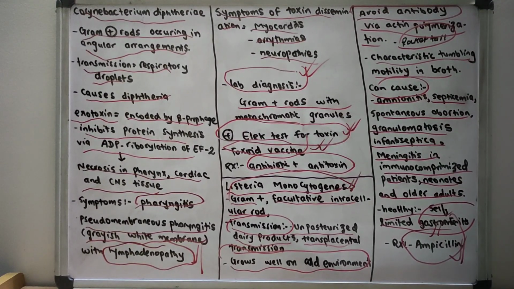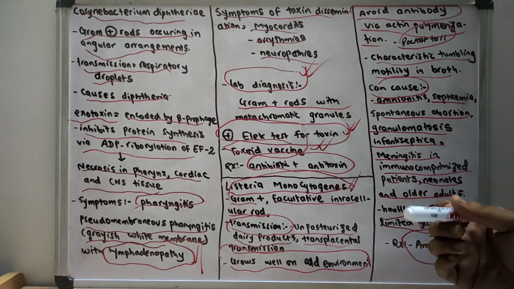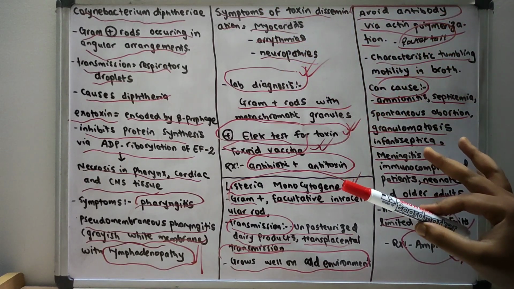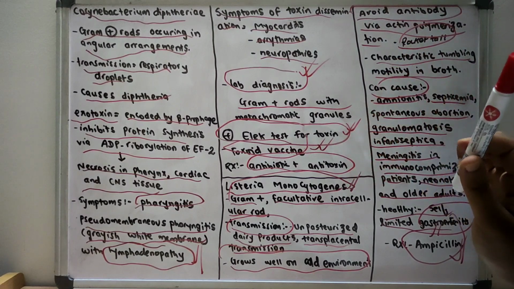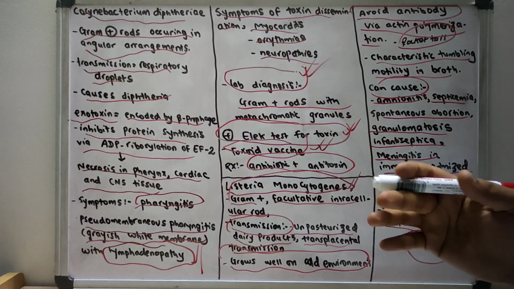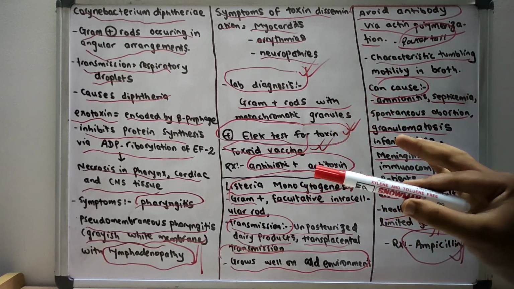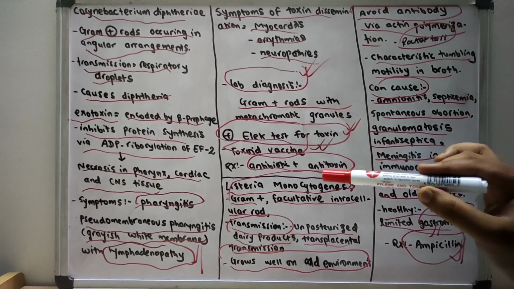So these are the very important topics that we need to learn in Corynebacterium diphtheriae and Listeria monocytogenes. Again, I am going to tell you, the Corynebacterium diphtheriae causes diphtheria, which ultimately causes the pseudomembranous pharyngitis. There is a formation of the pseudomembrane, a grayish white membrane in the throat.